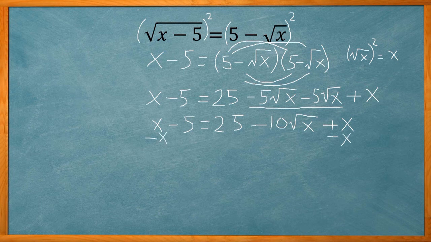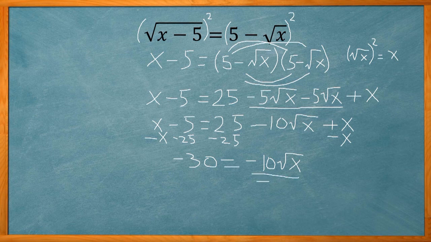Okay, that ends up adding to 0. 1x minus 1x is 0, so those go away. And now I'm going to subtract 25 from both sides. And it's going to give me negative 30. And what's left on the right side is negative 10 square root of x. Okay, I want to isolate this square root of x. So I'm going to divide by negative 10.